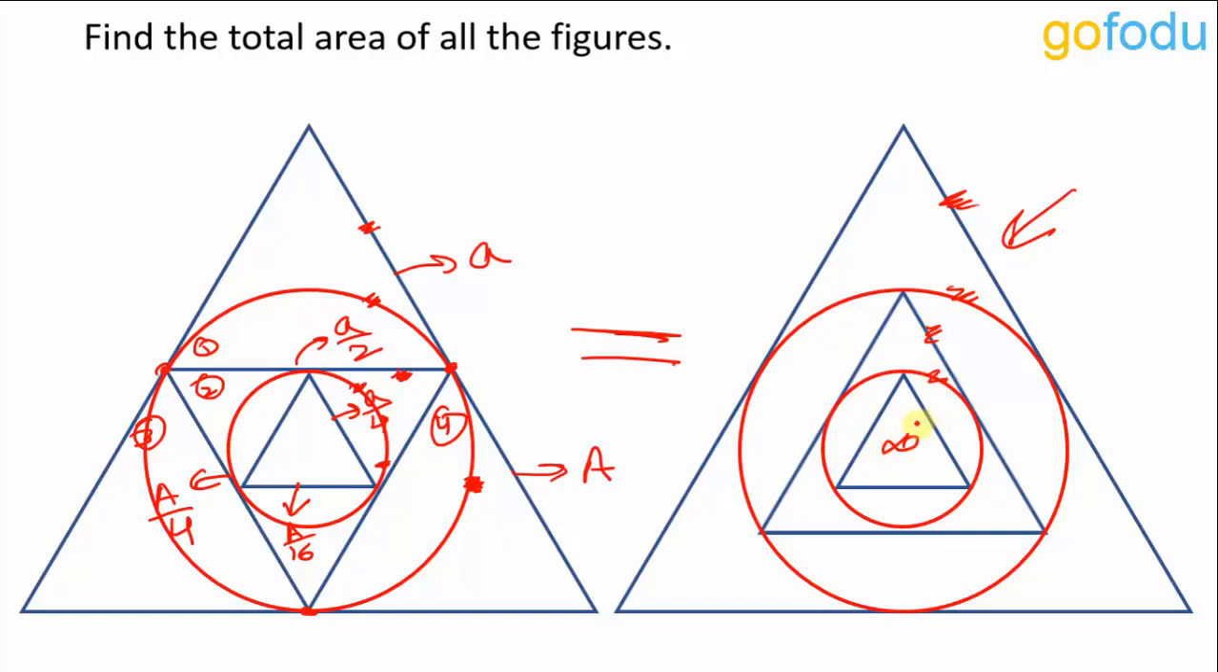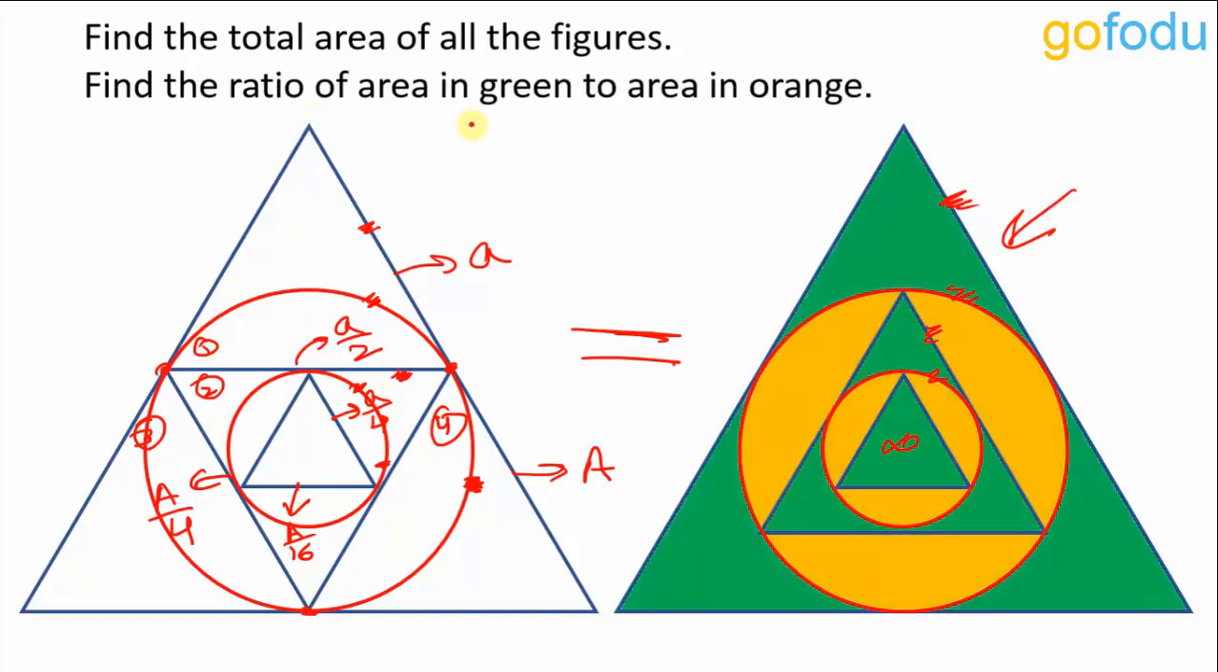Or you could be asked find the ratio of area in green to area in orange. So we have to find area in green. Okay, we have to take sum of all these areas plus area in orange, and we have to find their ratio. I don't think there should be any problem in calculating these, right? So in this video, we saw different shapes, circles, squares, triangles in nested diagrams, and we compared different sides, different radii and different areas. That's all for this video.